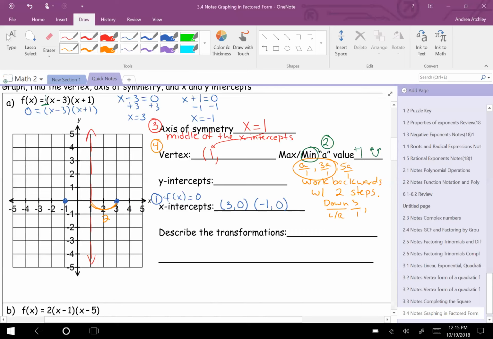Then from here, from my x-intercepts, I'm going to go down 1, 2, 3, and over 1. Down 1, 2, 3, and over 1. I'm going to again go down 1 over 1, left and right. So I'm going to go down 1 and over 1. And now I have my vertex. And I also have my parabola that I can graph.